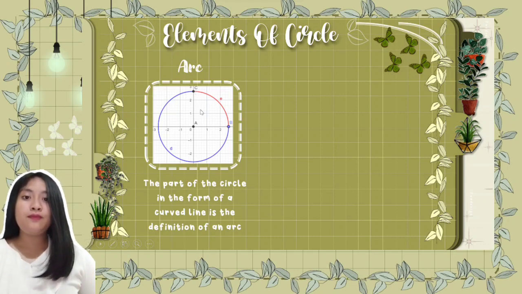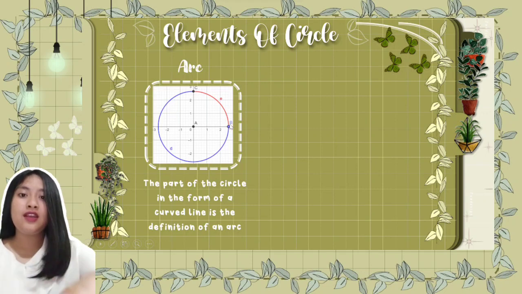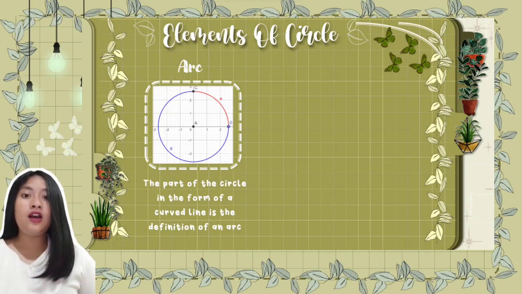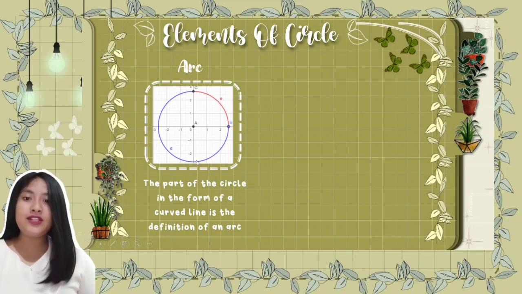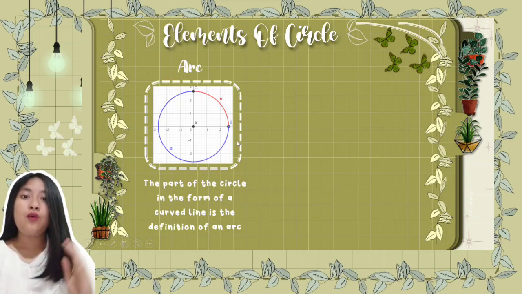An arc whose measure is less than 180 degrees is called a minor arc. An arc whose measure is greater than 180 degrees is called a major arc. An arc whose measure equals 180 degrees is called a semicircle, since it divides the circle in 2.